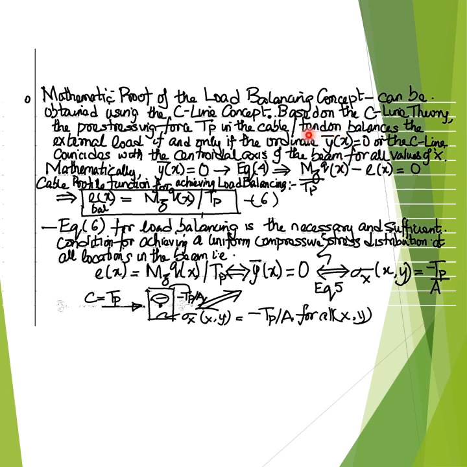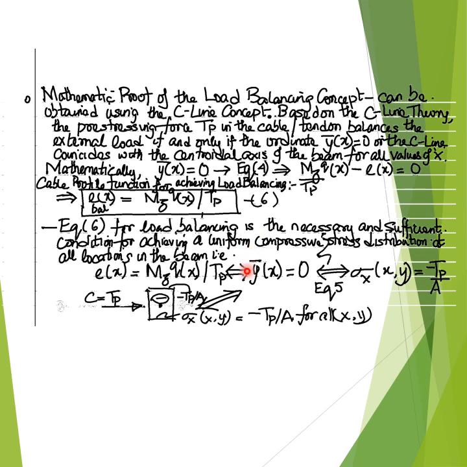Back substituting this condition, that is the necessary and sufficient condition y over bar x equal to 0 for all x, back into equation number 4, one can mathematically show that the cable profile function, or the cable profile that is required to achieve load balancing, is given by equation number 6.